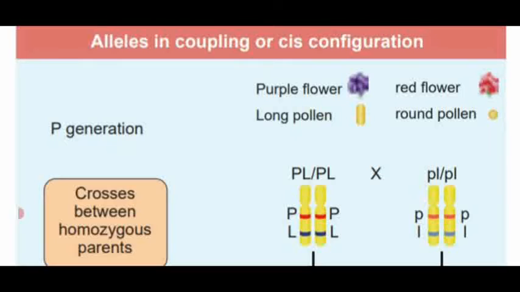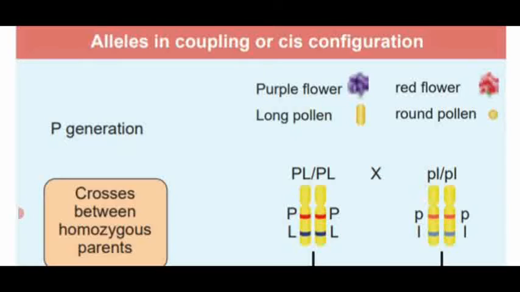First one, parental generation. They have taken the sweet pea plant named Lathyrus odoratus. This experiment was done by two scientists, William Bateson and Reginald C. Punnett. They have taken two characteristic features. One is purple color flower with long pollen. Another one, red flower with round pollen. Purple flower with long pollen shows the dominant allele. Red flower with round pollen shows the recessive allele.